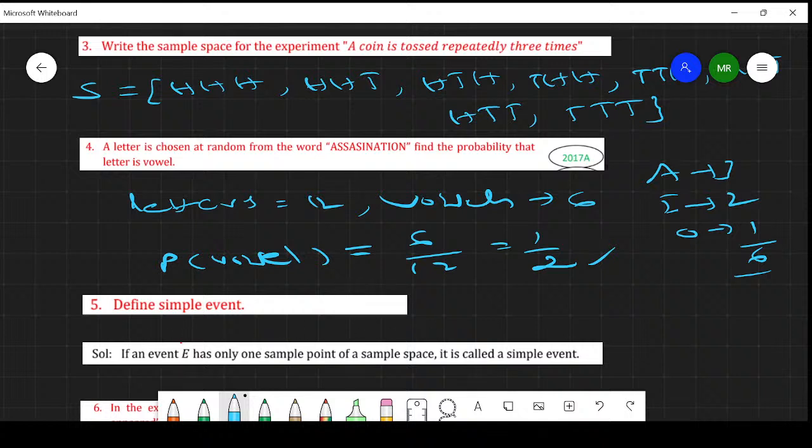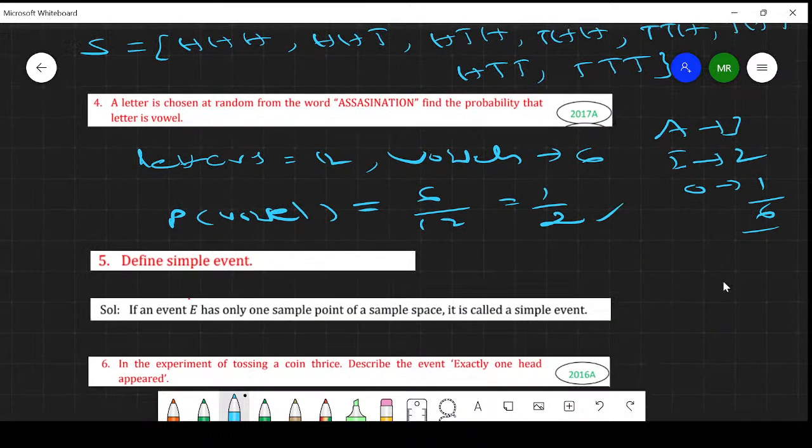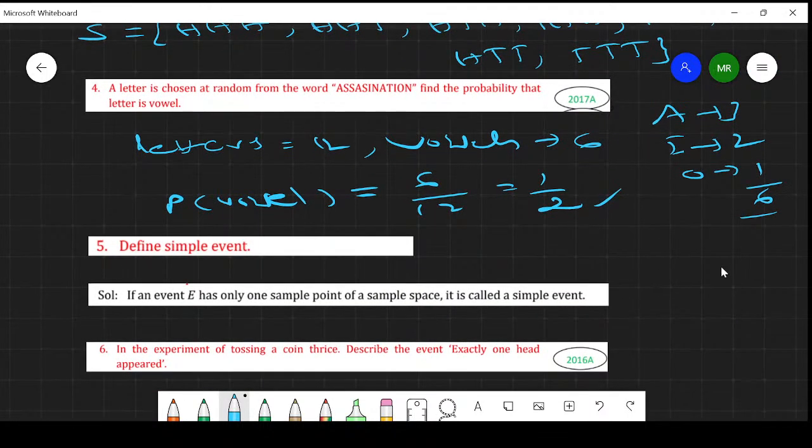Because they just gave here, find the probability that the letter is a vowel. Vowels are only 6, total letters are 12, 6 by 12. That will be your answer, a simple answer. You can write that. It comes 1 by 2. Assassination is given, I have written the favorable cases: 12 letters are there, 6 vowels we have. That is the probability.